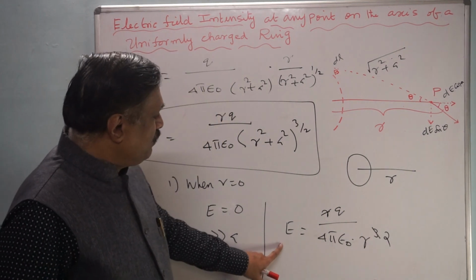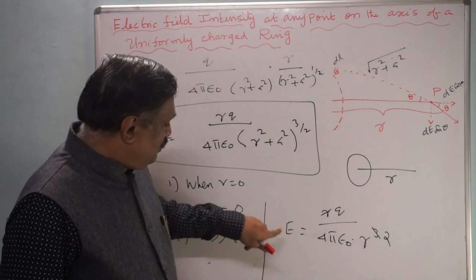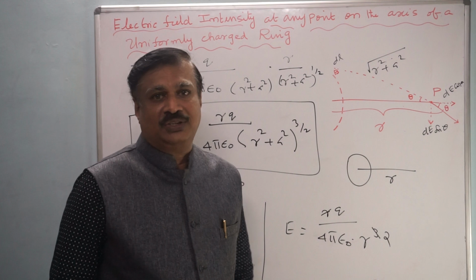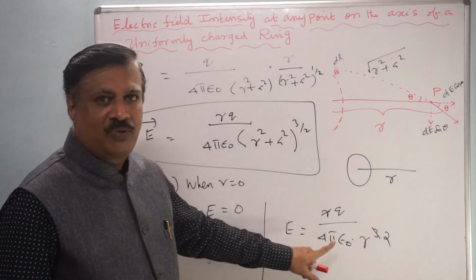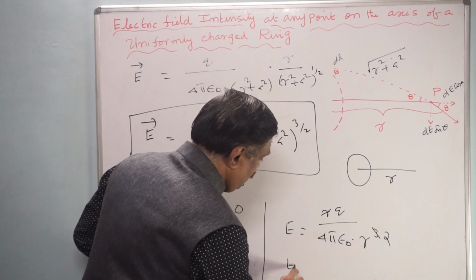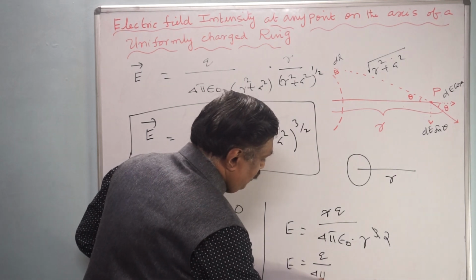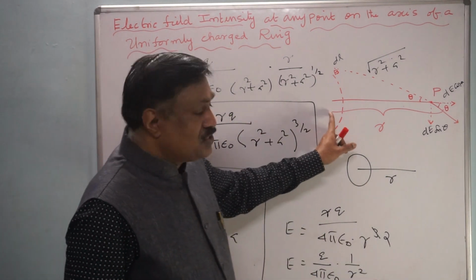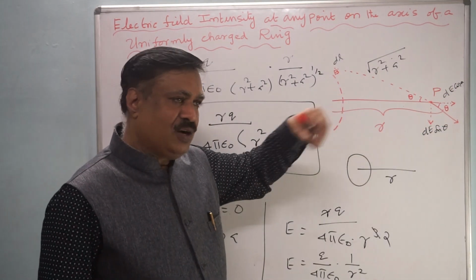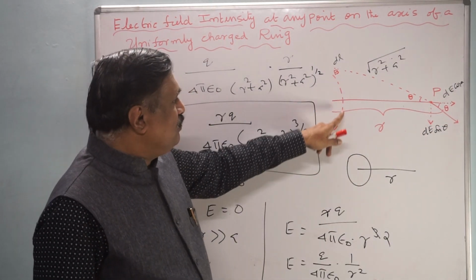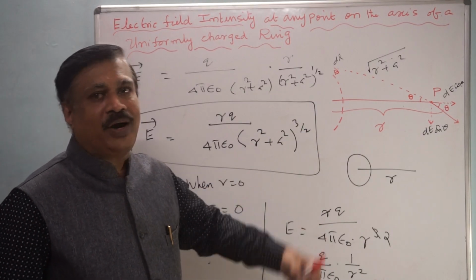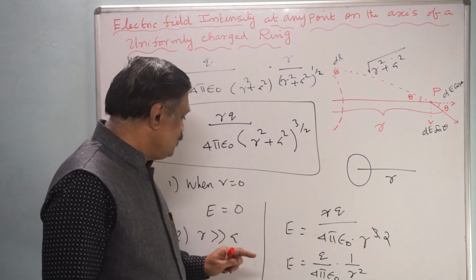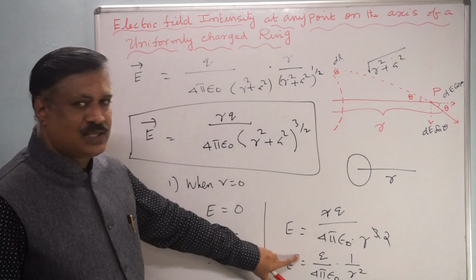That means the electric field equals what formula you are getting? The electric field due to a point charge. That means you have E equal to Q by 4 pi epsilon 0 into 1 by R squared. That means when the distance is very long, this ring behaves as a point charge. That is the conclusion. They may ask this as an objective question.